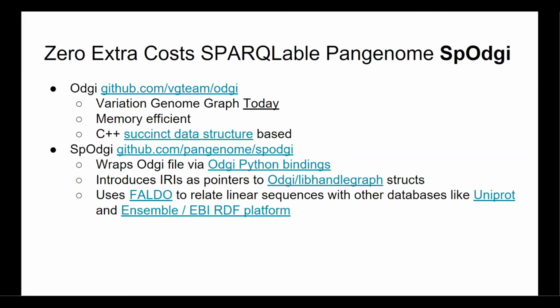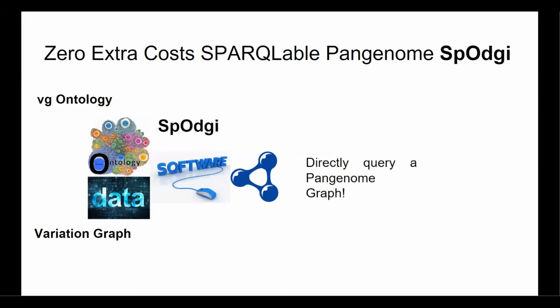And in order to relate to linear sequences with other databases like UniProt and the Ensembl EBI RDF platform, it uses the FALDO ontology. Now here you can see we are able to directly query a pangenome graph, asking questions via SPARQL without the additional hassle to actually take our data structure and serialize it into Turtle.